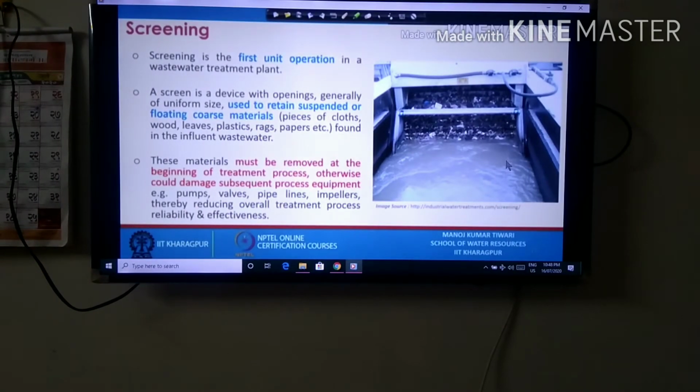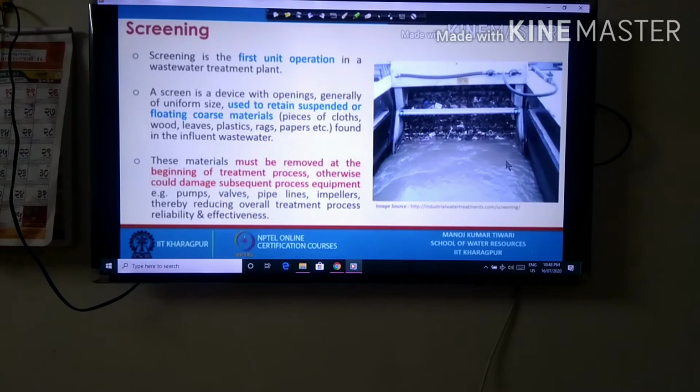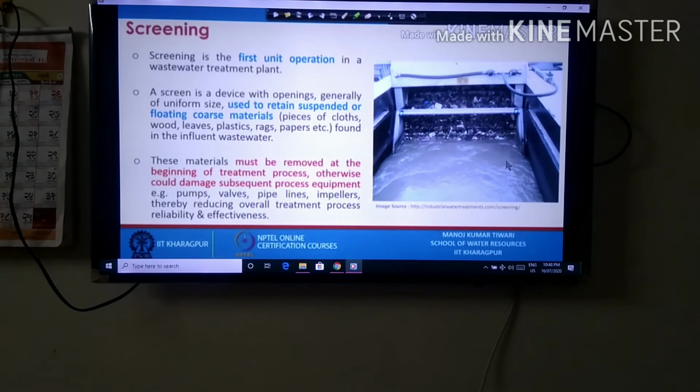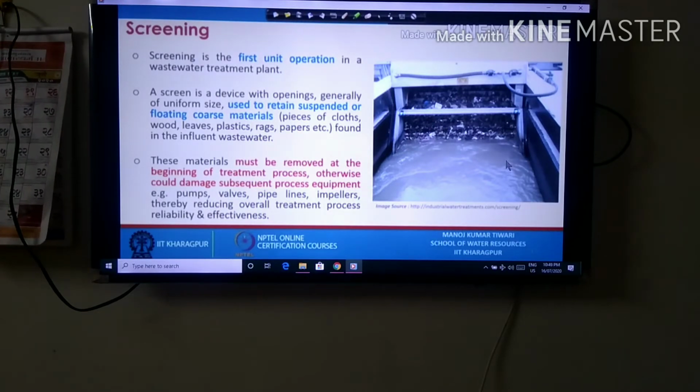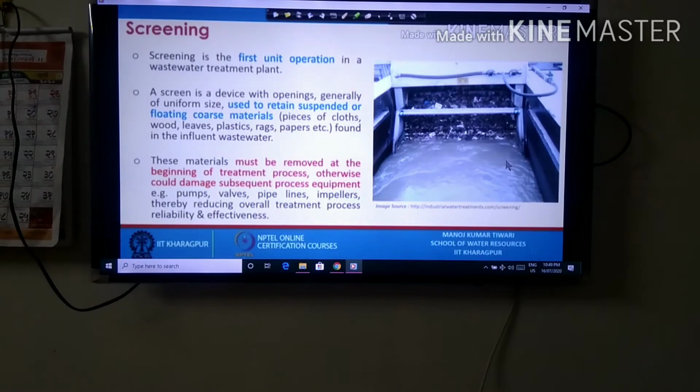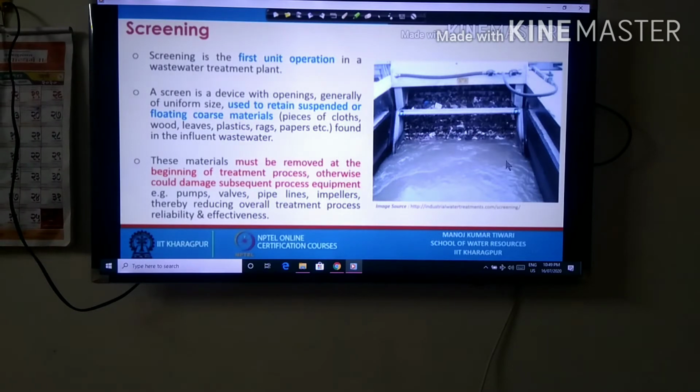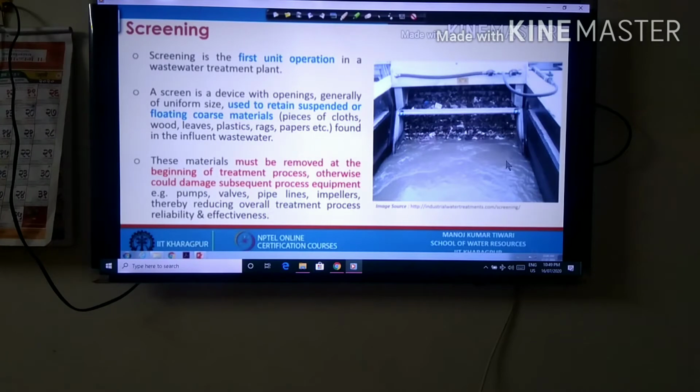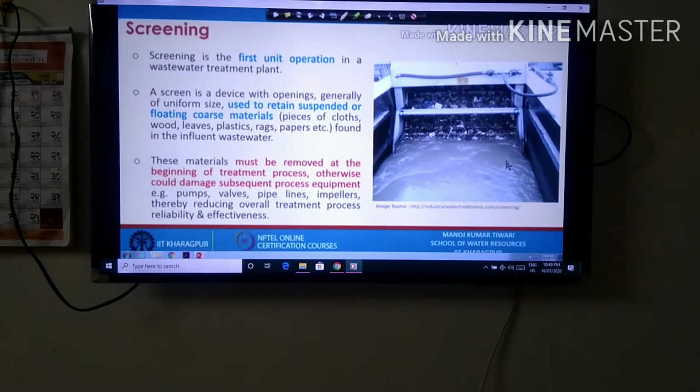So screening is the first unit operation in a water treatment plant. We call it a unit operation because it's a purely physical process. There is no chemical reaction involved in this. A screen is typically a device with openings, generally of uniform size, which is used to retain suspended and floating coarse materials.